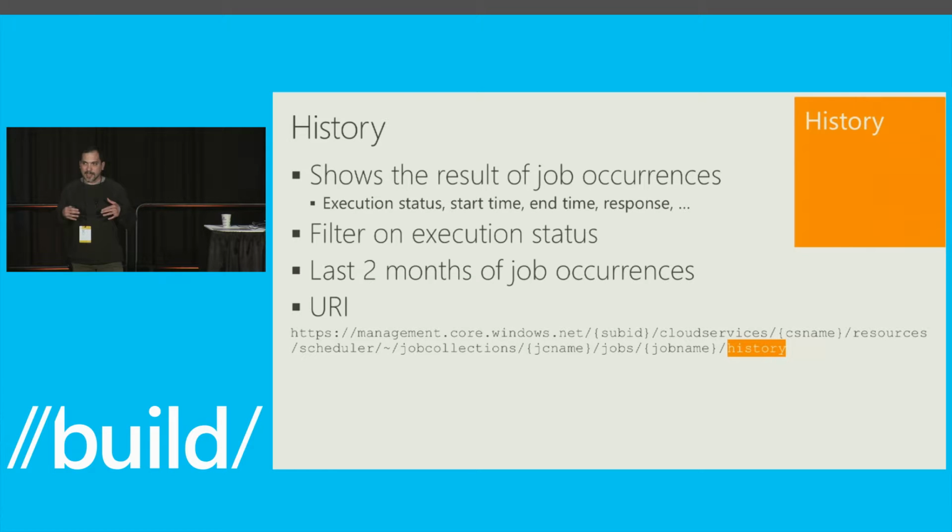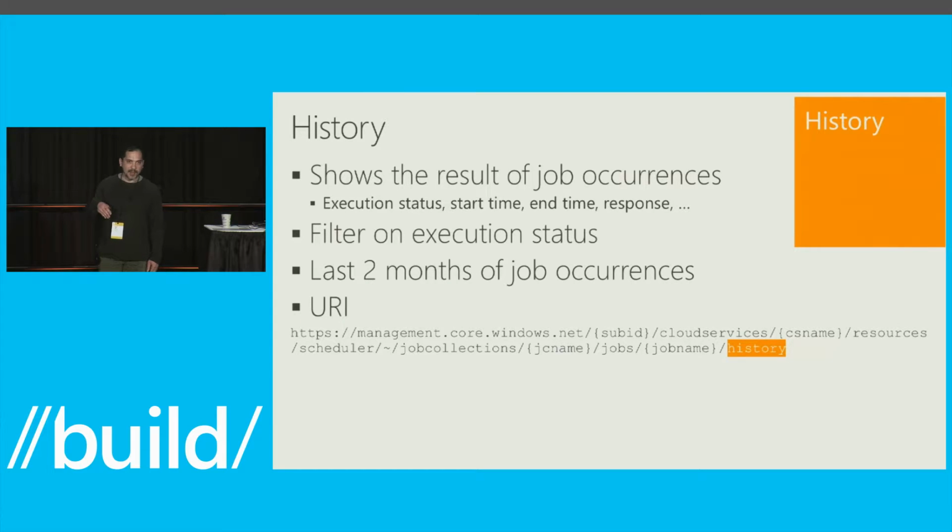And the last part in the entity hierarchy is the history. The history shows the results of the job occurrences. So we give you information like the execution status, what was the start time and end time of the occurrence, what was the response that we got back from the endpoint. The server stores about 2K of the response. It's usually most interesting when you have error responses. We store that within the service so you can go and see what's the error that you got when there was something wrong in the back end.